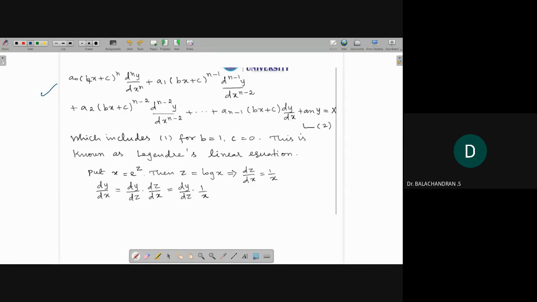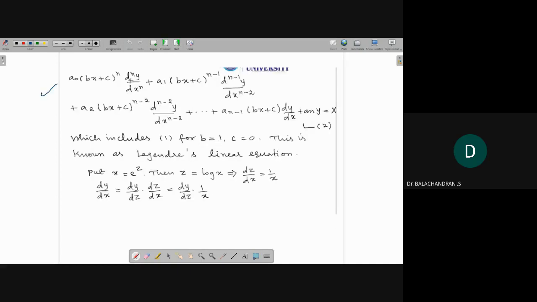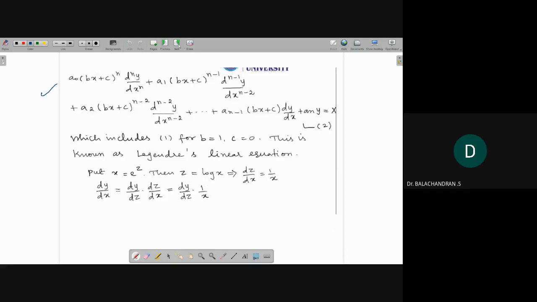If you substitute b equal to 1 and c equal to 0 in this equation, you will get the previous equation, the Euler linear equation. So this is a particular case of this equation. The name of this equation, equation 2, is the Legendre linear equation. If you substitute b equal to 1 and c equal to 0, you will get the Euler homogeneous linear equation or Cauchy linear equation.